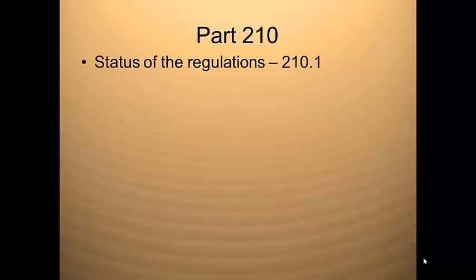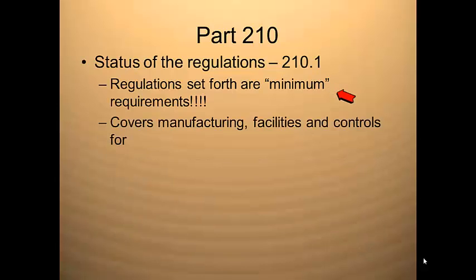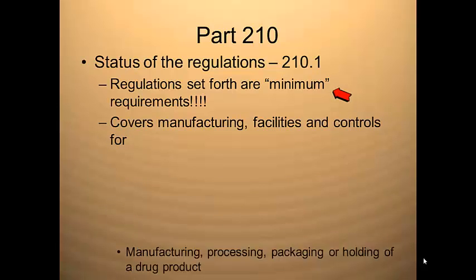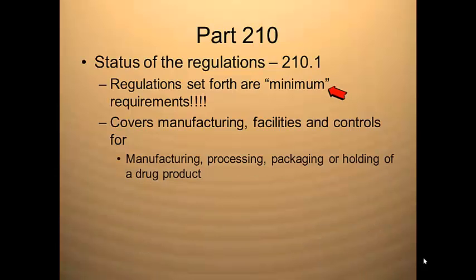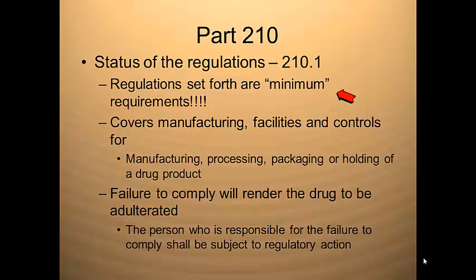Part 210, it's the status of the regulations. I'm going to talk about it setting forth the minimum requirements for your company in meeting the GMPs. It covers manufacturing facilities controls for making, processing, packaging, or holding a drug product. Failure to comply will render the drug to be adulterated. It's critical to remember that when you get a 483 or a warning letter, the person who is responsible for the failure to comply shall be subject to regulatory action. Notice here it didn't say the company, it said the person.